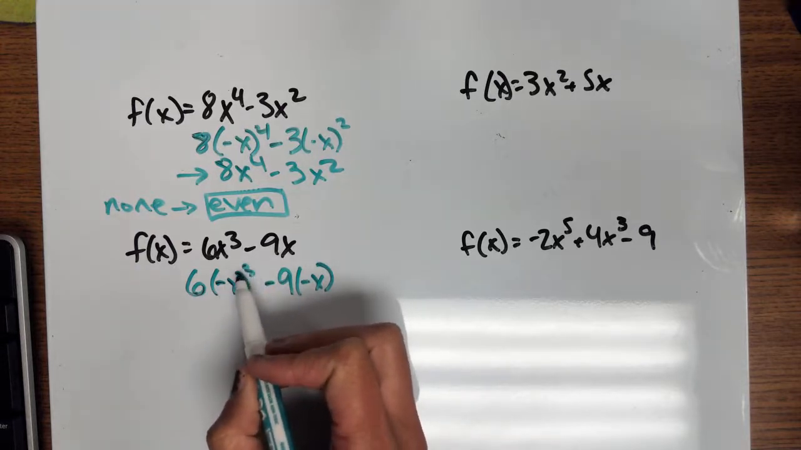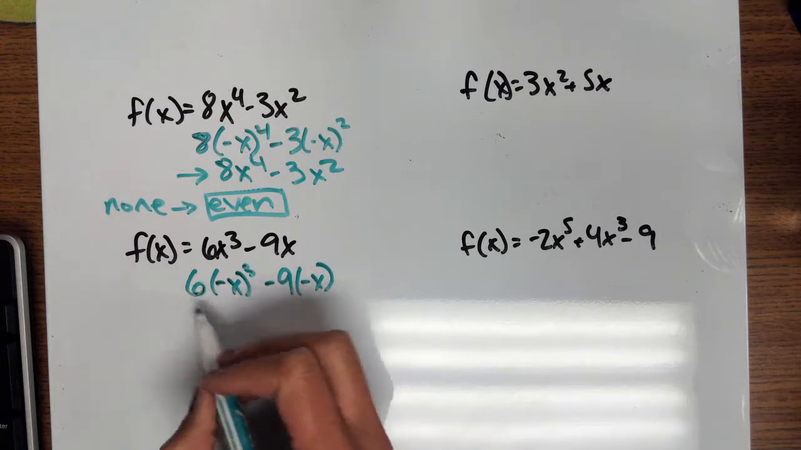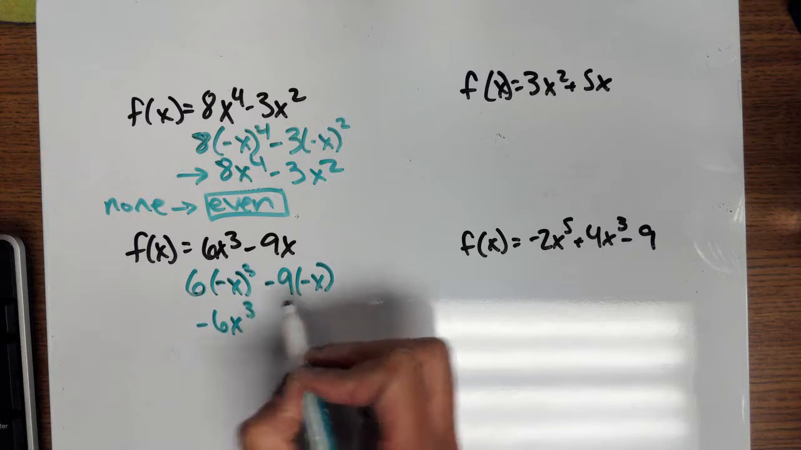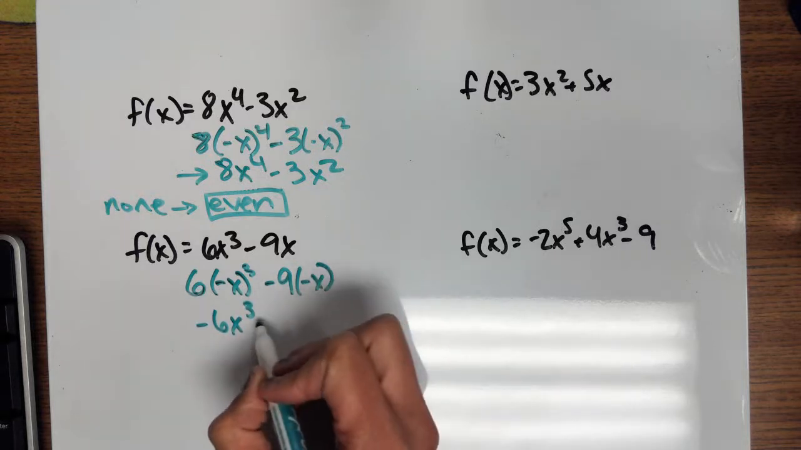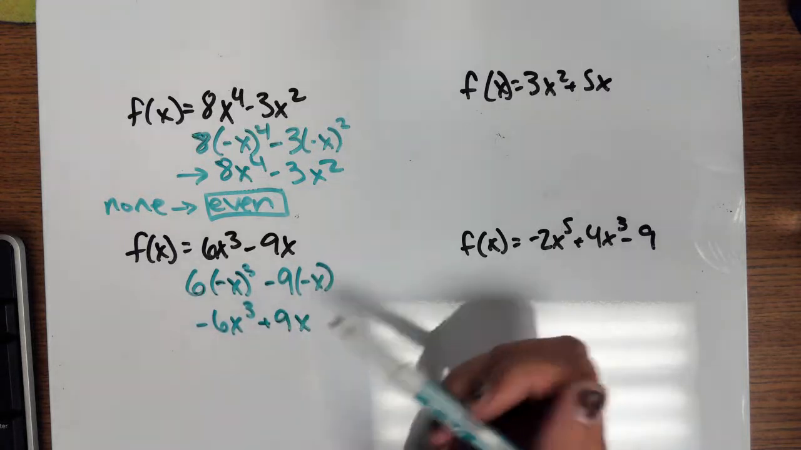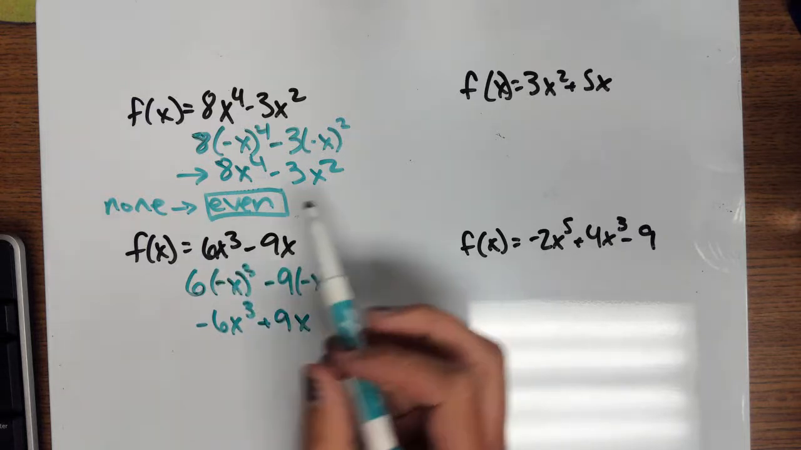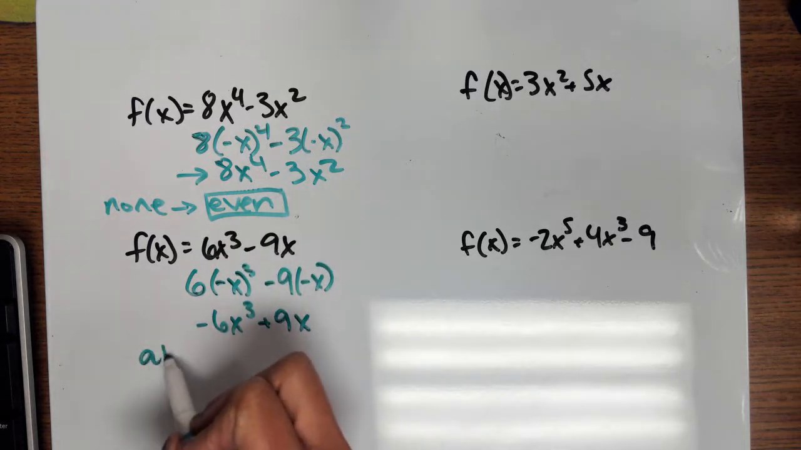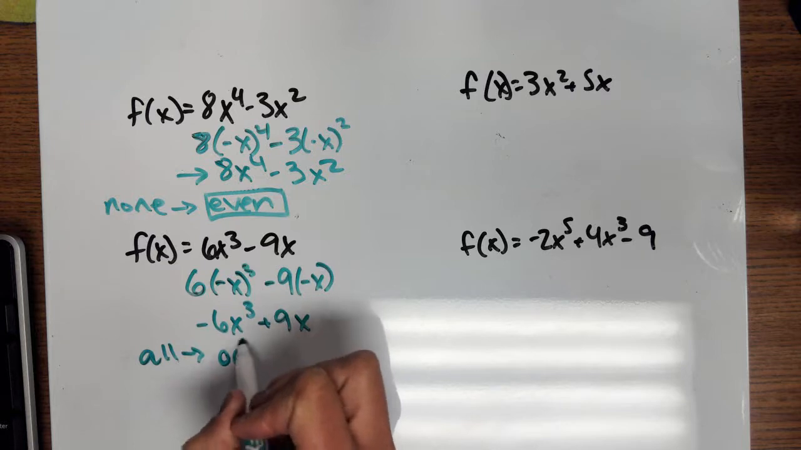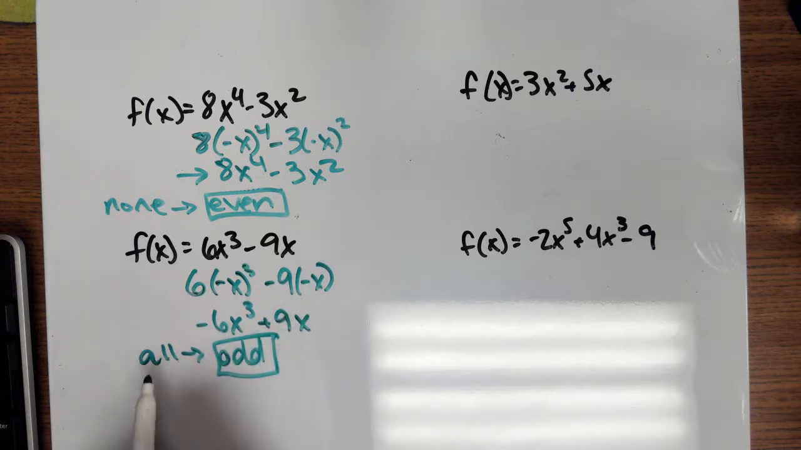Negative x to the third is going to make it a negative x to the third. I'm going to pull that out front, so negative 6x to the third. A negative 9 times negative x is positive 9x. If we compare to the original, we see how all of the signs changed. That tells me it's an odd function. And I remember that, all has 3 letters, odd has 3 letters.